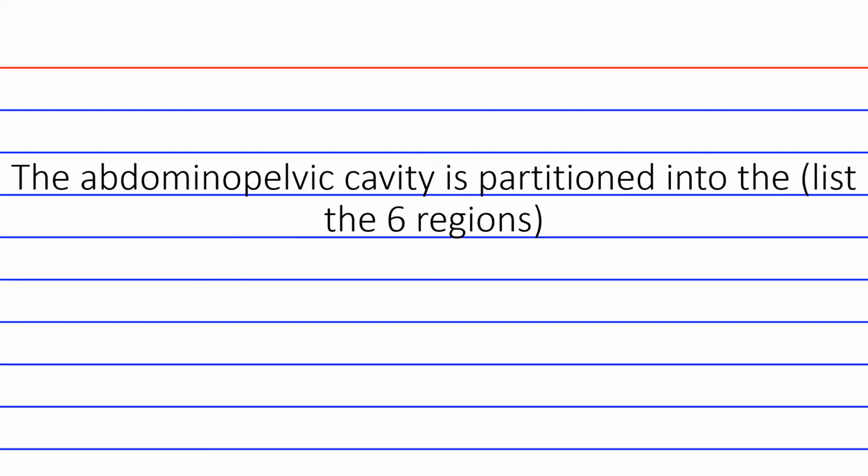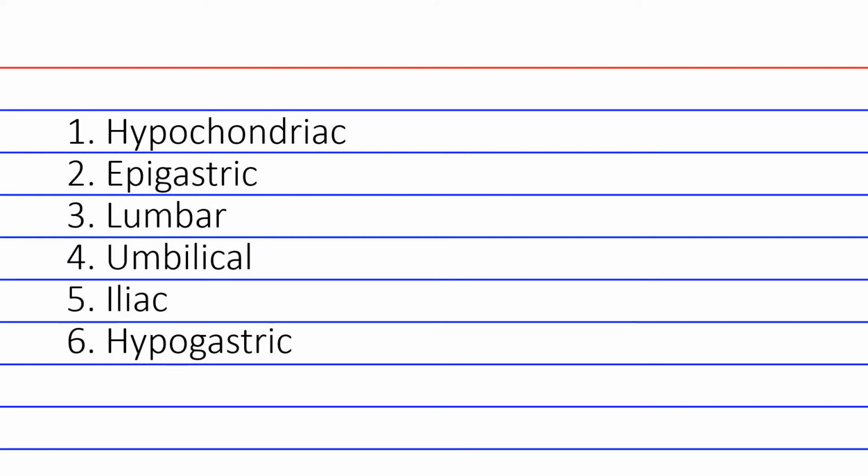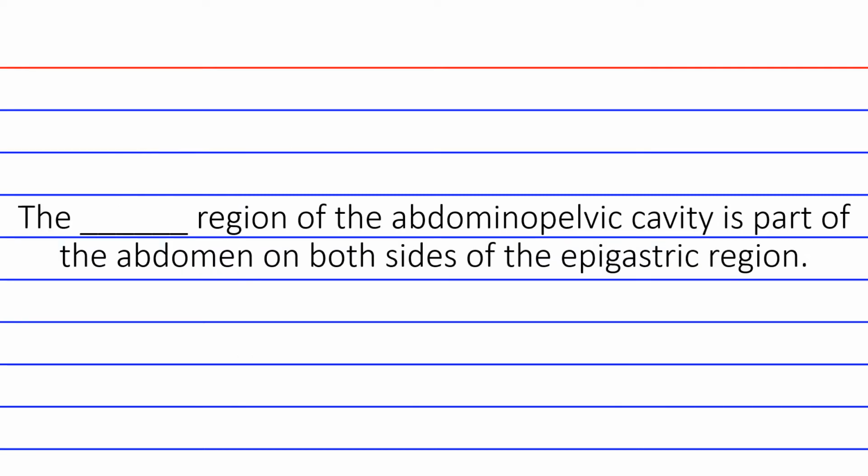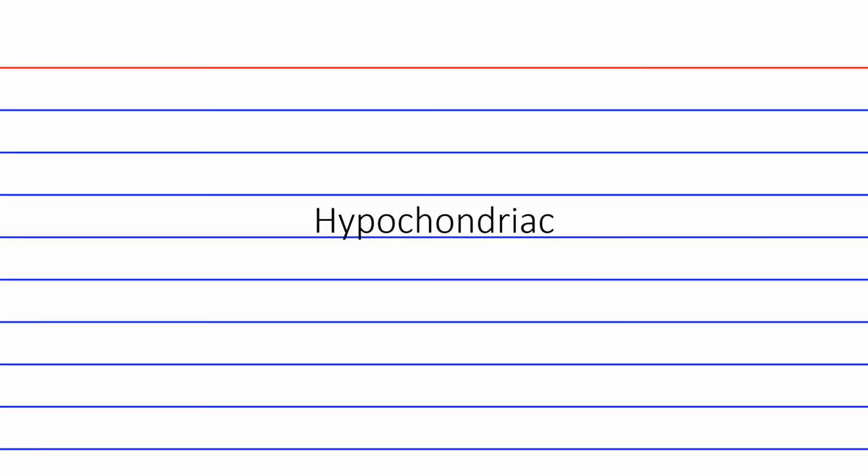The abdominopelvic cavity is partitioned into 6 regions. Can you list them? The answer is the hypochondriac, the epigastric, the lumbar, the umbilical, the iliac, and the hypogastric. The blank region of the abdominopelvic cavity is part of the abdomen on both sides of the epigastric region. The answer is the hypochondriac region.